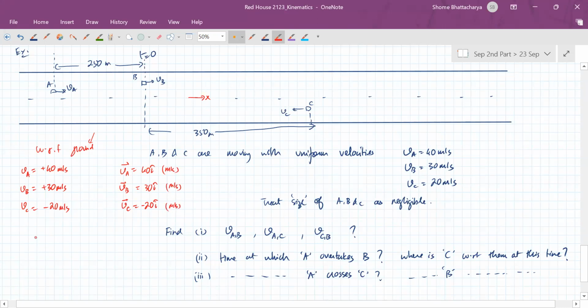Okay. So from this, you can see that the velocity of A with respect to B, using this formula, is 10 meters per second in the positive direction. Similarly, the velocity of A with respect to C will become 60 meters per second in the positive direction. And the velocity of C with respect to B will become 50 meters per second, but in the negative direction.